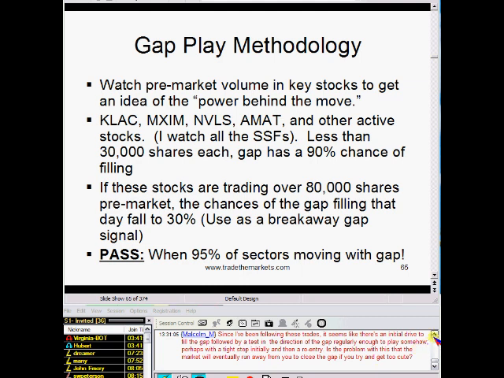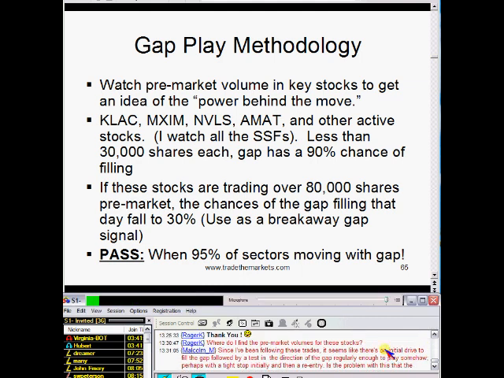Okay, Roger K is asking, where do I find the pre-market volume for these stocks? Roger, what platform do you have? What do you use for quotes? Okay, I'll show you on Monday how to set it up. It's basically, if you put it in a radar screen and just put up a volume column, it's going to show you the pre-market volume, because it starts tracking the volume at 8 o'clock in the morning Eastern.